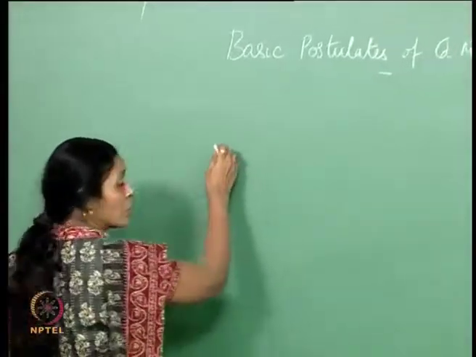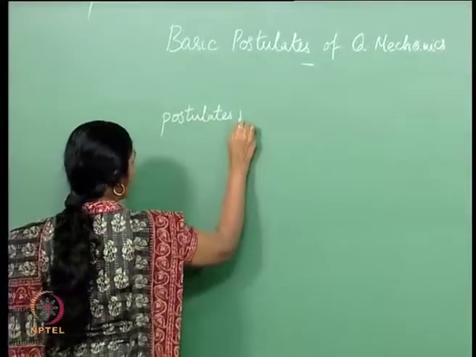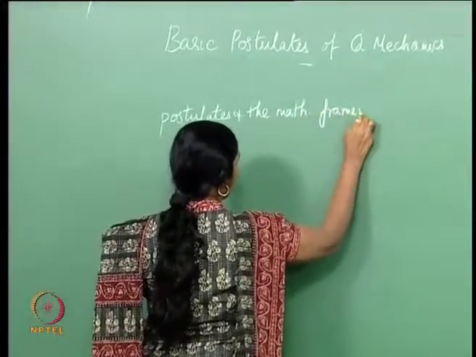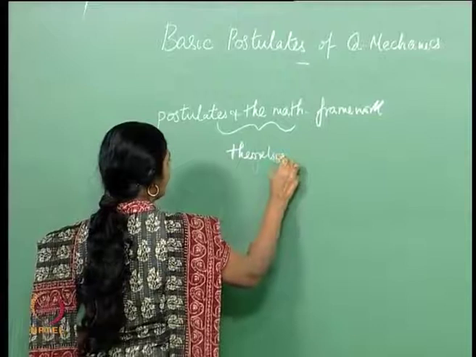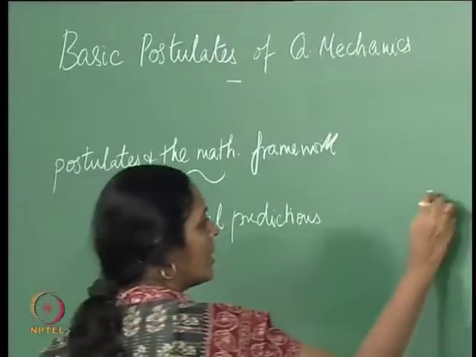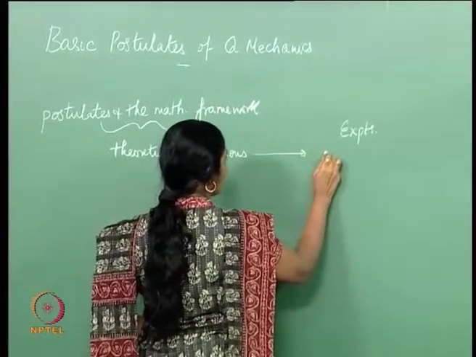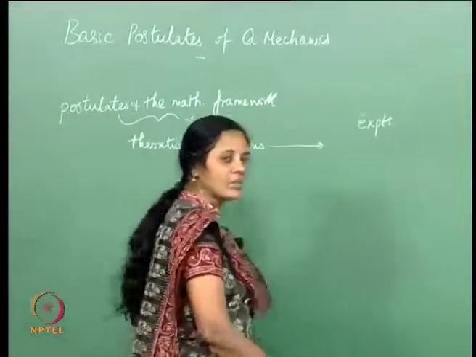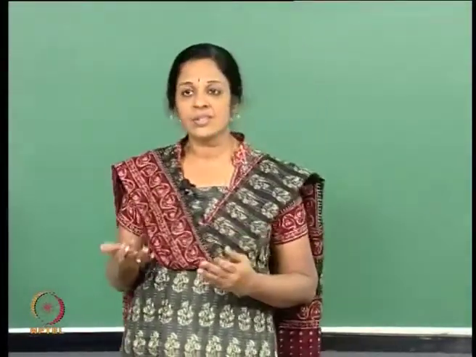The theory is not meant to explain the postulates, but given the postulates and the mathematical framework, you make theoretical predictions based on these postulates and compare with experiments the consequences of these predictions. Now, if the experimental results agree with the theoretical predictions, in a sense it is an indirect test of the postulates.